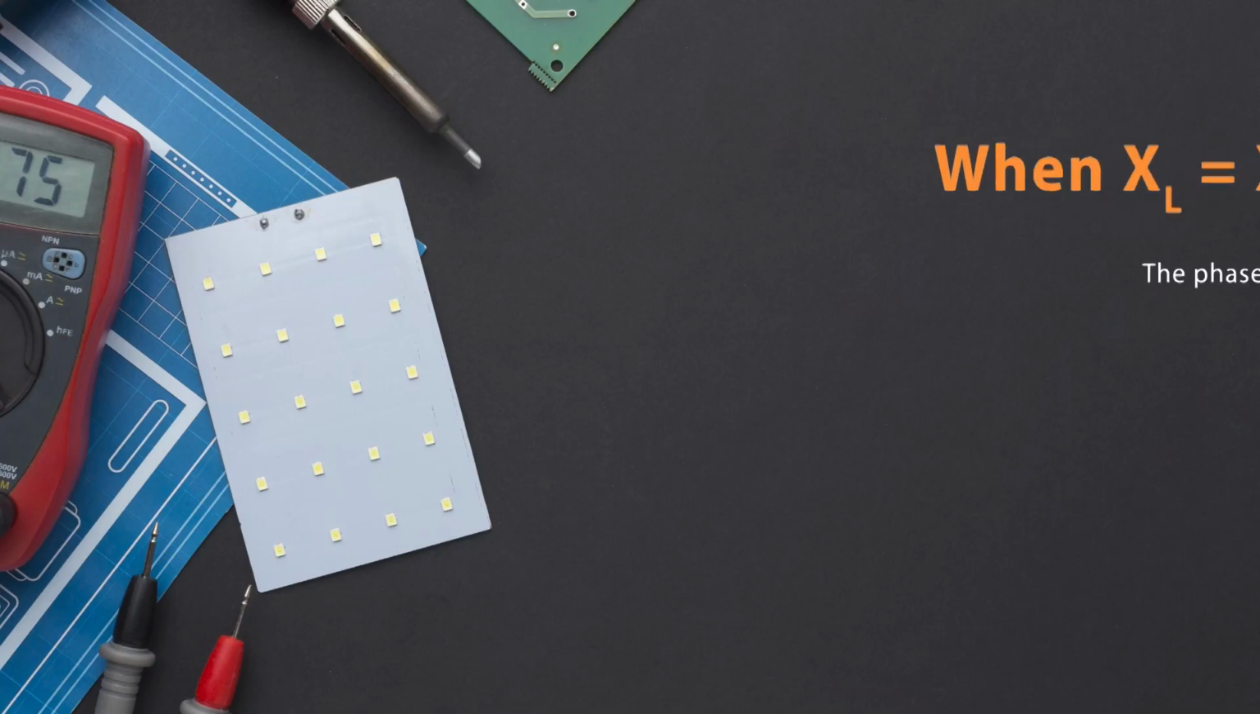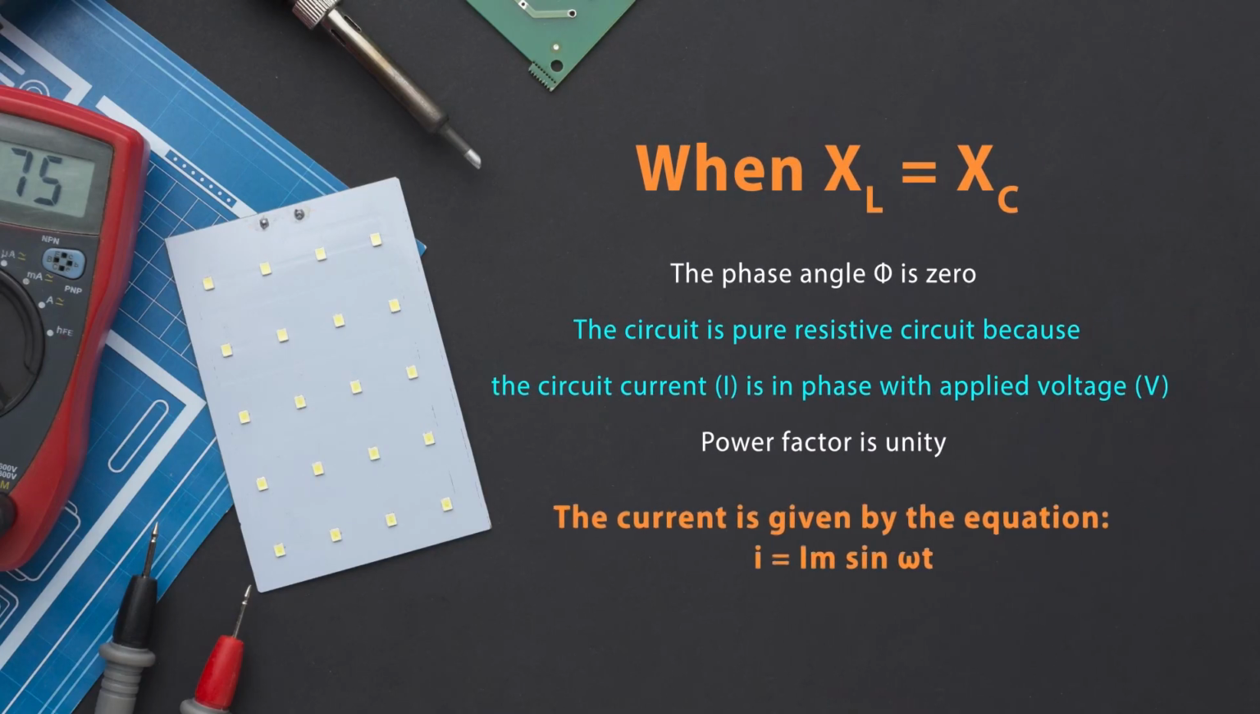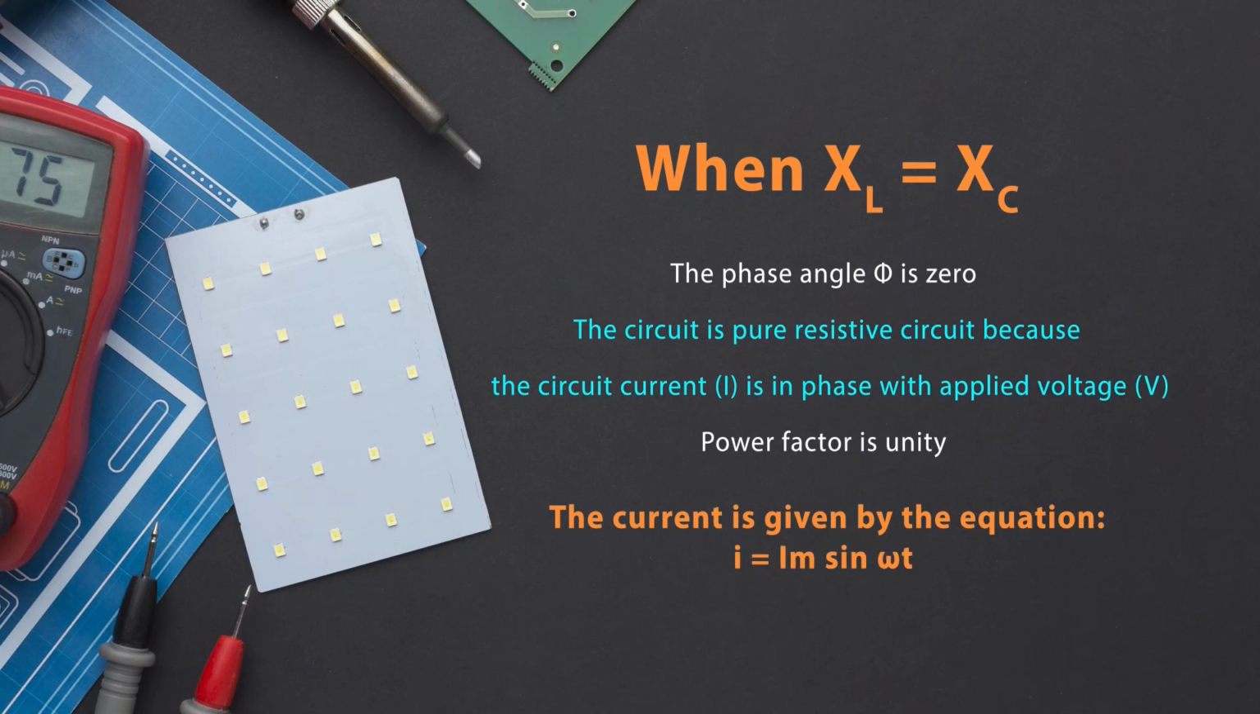And third condition is what? When this inductive reactance is equal to the capacitive reactance, that is XL is equal to XC. So the phase angle is what? Phase angle will be 0. In effect, the circuit behaves like a pure resistive circuit. The circuit current is in phase with the applied voltage and power factor is unity.